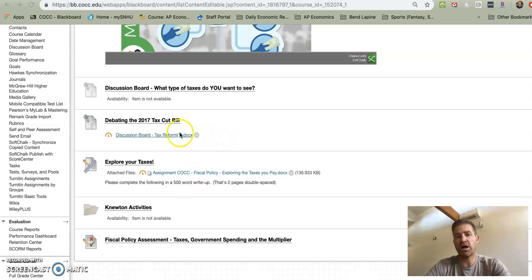So you have a discussion board on the 2017 tax cut bill. For those of you who were not paying attention, this is really the only major piece of legislation that actually has passed during the Trump administration so far. It was in late 2017, it's been about a year and a half, almost 2 years, and so we now have a chance to really see what a giant tax cut has done.